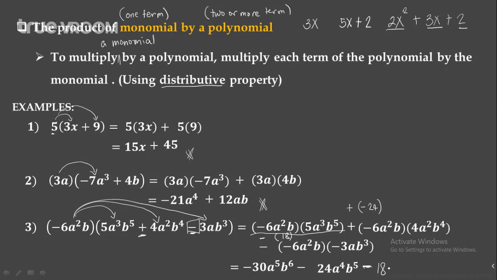What is the value of your exponent for A? A raised to 3. How about for B? B raised to 4. Okay, so that is 3 examples of multiplying a monomial by a polynomial. Do you understand, students? Yes. Do you have any question?